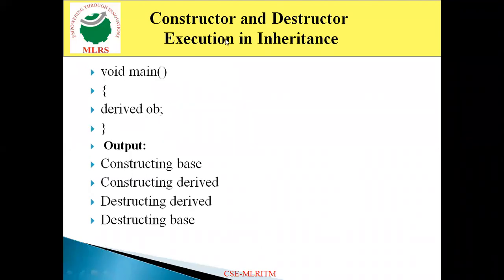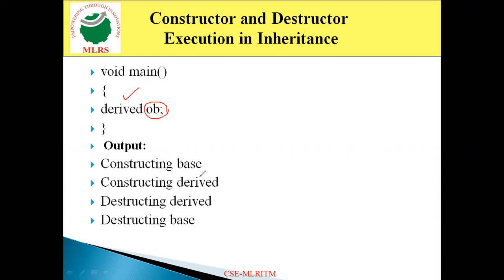Come to the main function. Now look at this in the main function. Simply I am creating the object OB of the derived class. Both the base and derived classes consist only of constructors and destructors, nothing else. So when the object is created, immediately it executes the constructor.